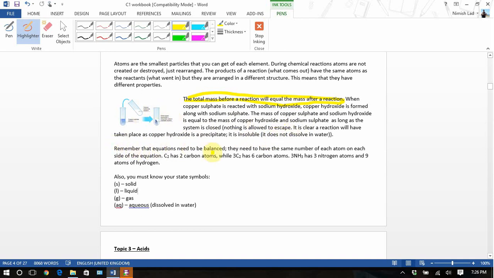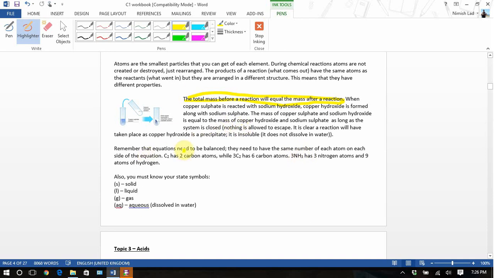Remember that equations need to be balanced. They need to have the same number of atoms on each side of an equation. C2 has 2 carbon atoms, while 3C2 has 6 carbon atoms. 3NH3 has 3 nitrogens, but 9 atoms of hydrogen. Okay, so remember you need to make sure it's the same on both sides.